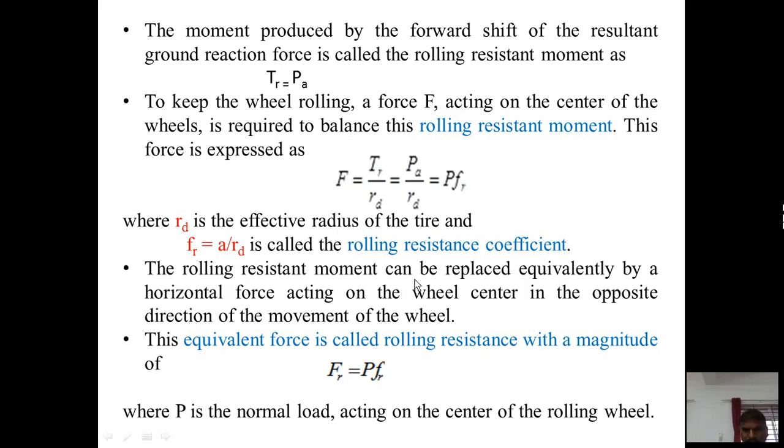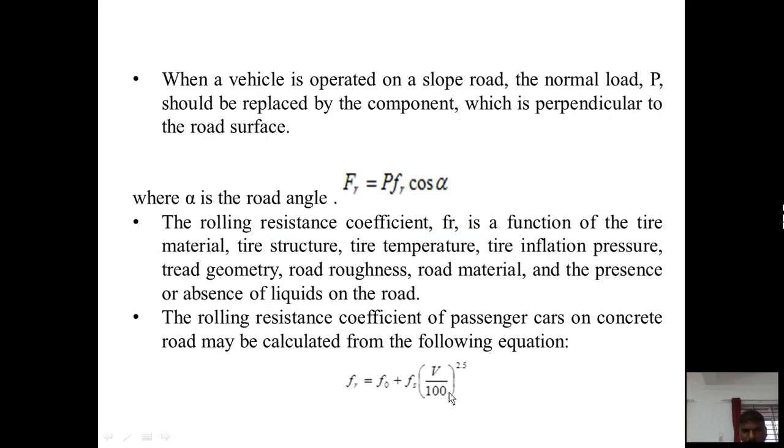The rolling resistant movement can be replaced equivalently by a horizontal force acting on the wheel center in the opposite direction of the moving of the wheel. The equivalent force is called the rolling resistance with a magnitude F suffix r equal to P into f suffix r, where P is a normal load acting on the center of the rolling wheel. When a vehicle is operated on a slope road, the normal load P should be replaced by the component which is perpendicular to the road surface. F suffix r equal to P into f suffix r cos alpha, where alpha is the road angle.